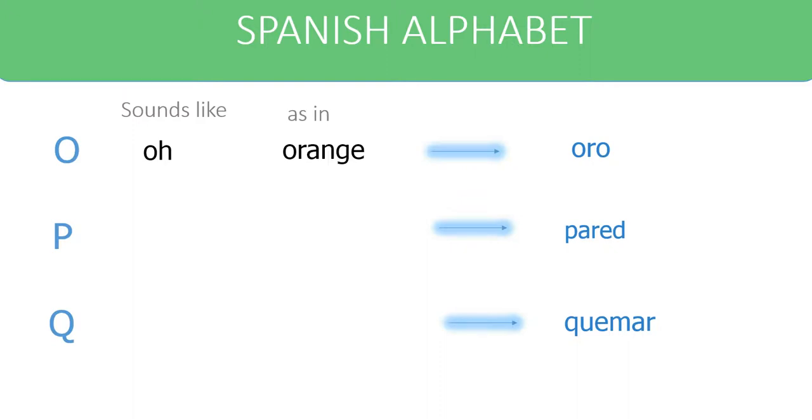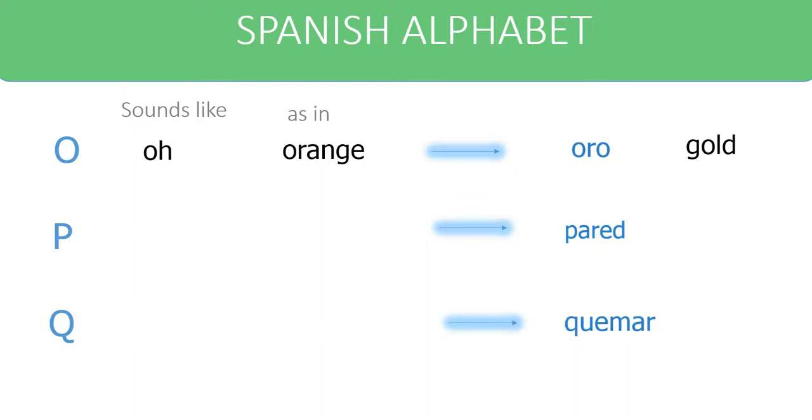And an example would be the word oro. Oro. That means gold. So remember the sound O, as in orange. And the example will be the word oro.